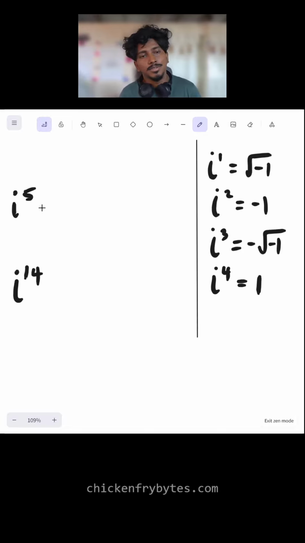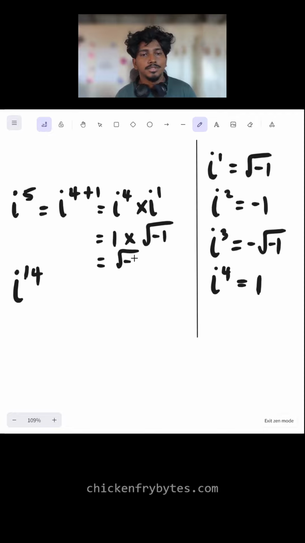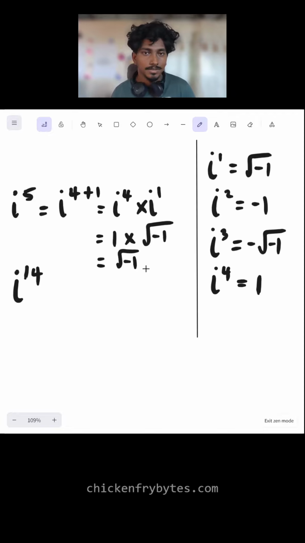And so i to the power of 5 will simply be i to the power of 4 plus 1, because 4 is the largest multiple of 4 that can go into 5, right? That's the excess. And we do know i to the power of 1. And so this evaluates to i to the power of 4 times i to the power of 1. We can rewrite this as 1, since i to the power of 4 is 1, times i to the power of 1, which is simply the square root of negative 1. So the square root of negative 1 is our answer in that case.